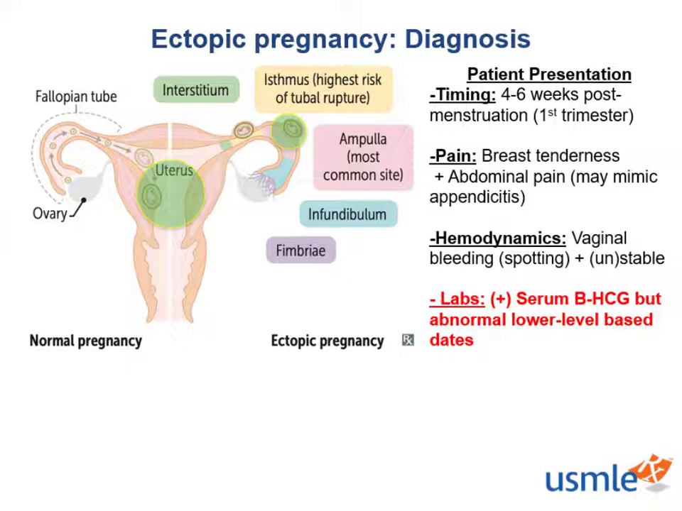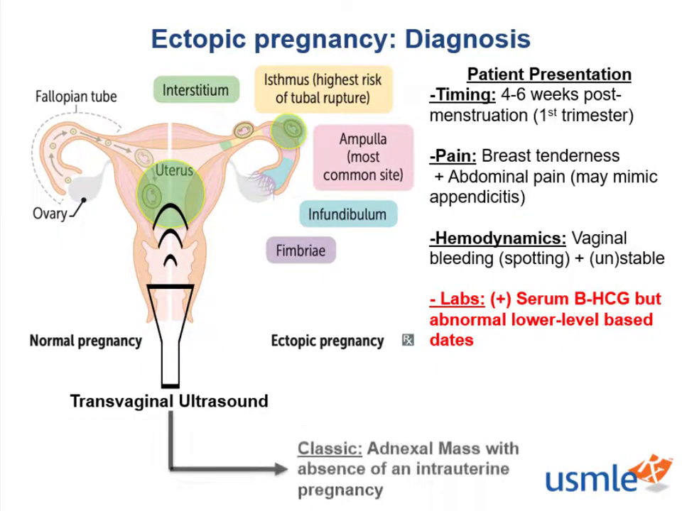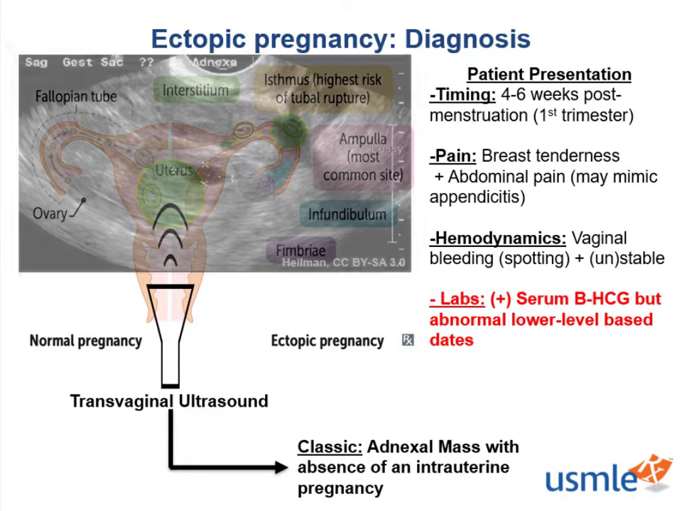So, in a hemodynamically stable patient who missed their last menstrual period and reports breast tenderness, abdominal pain, vaginal bleeding, you need to order 2 key things: serum, not urine, serum, beta-HCG, and a transvaginal ultrasound. Not, and I repeat, not a transabdominal ultrasound, but a transvaginal ultrasound, as it has superior sensitivity for ectopic pregnancies. Classically, the transvaginal ultrasound will show an adnexal mass with absence of an intrauterine pregnancy. It may look like this.